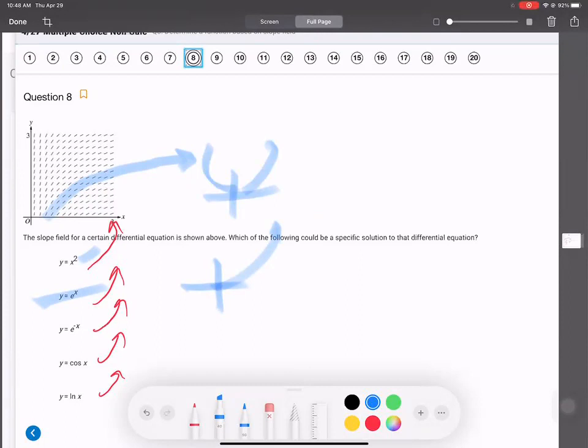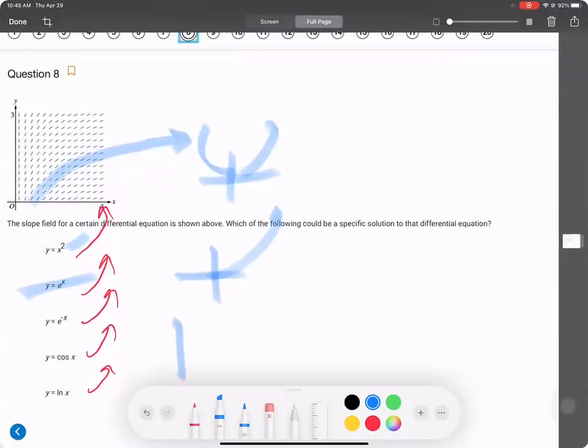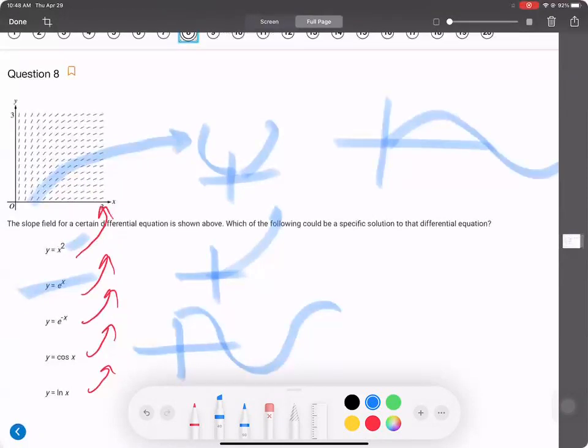I don't know about e to the negative x yet. What about cosine of x? Cosine of x looks like this. That's what this graph looks like for cosine. Sure, this might be sine, right? Sine graphs look like this, and this could just be the beginning part, but it's not. And then natural log. So we have to remember what these other graphs look like.